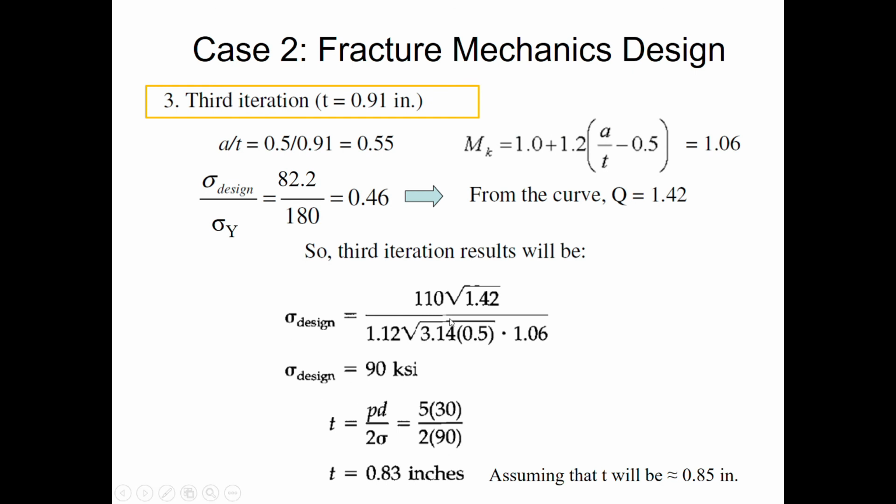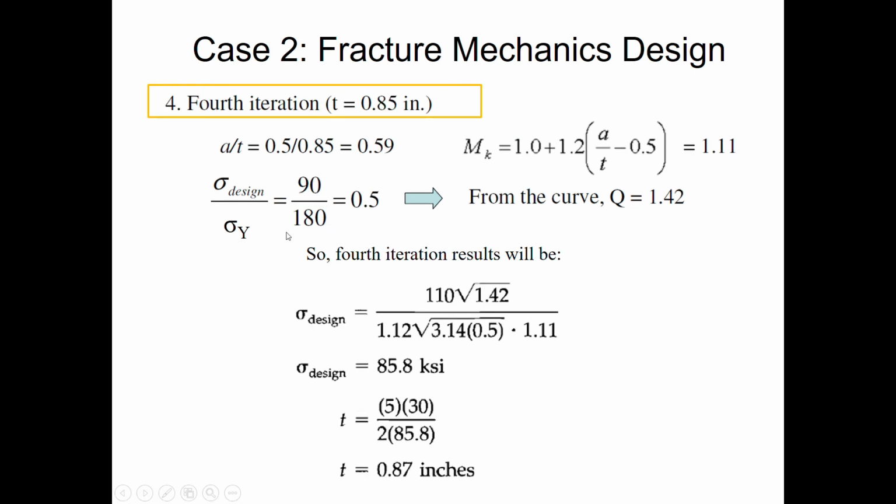So sigma design, we take this value as well, 90, from the third iteration. It doesn't matter because it's almost the same. 90 divided by 180, we get 0.5, and then from the curve Q equal to 1.42. Okay, 1.42, we check for the sigma design, we obtain 85.8 KSI.